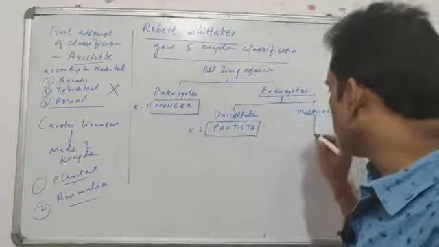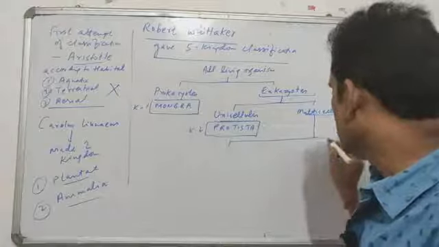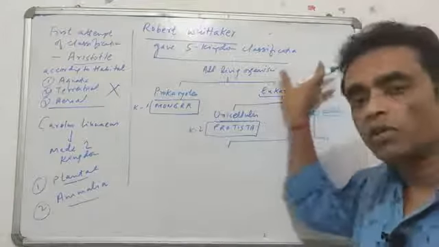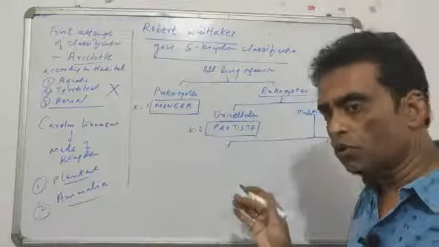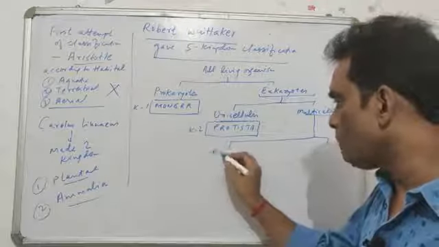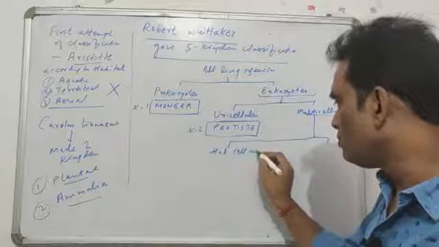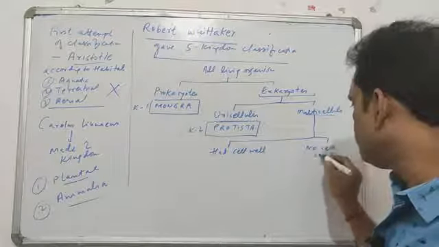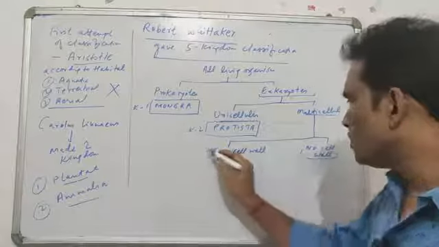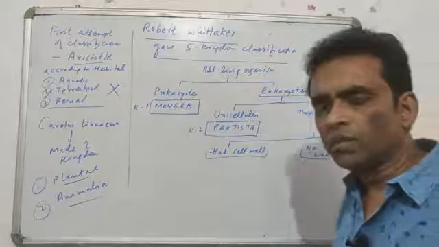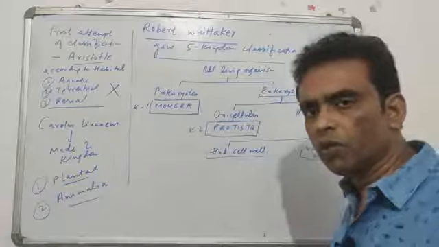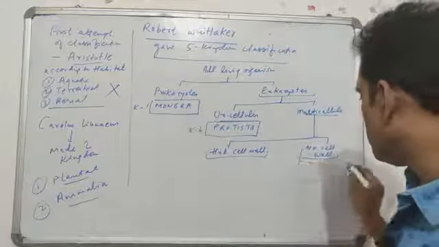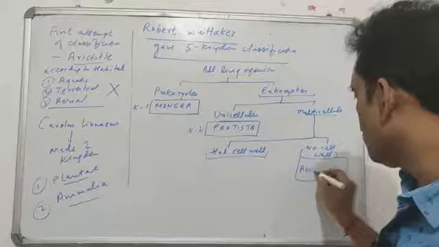Then came the multicellular organisms. He classified all the multicellular eukaryotic organisms into 2 more groups: those which had cell wall and those which had no cell wall. Organisms which always had a cell wall outside the cell were put in one group, and those which had no cell wall, that was clearly named as Animalia.